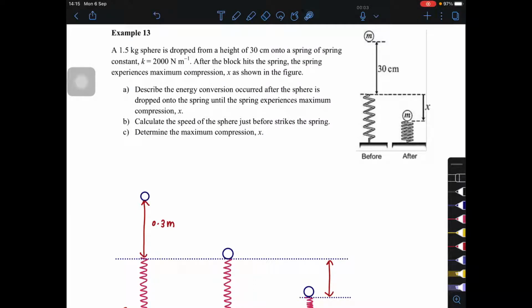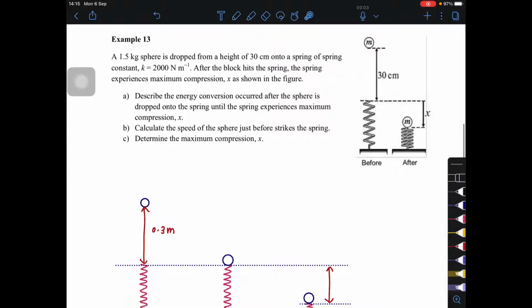Okay, now let's take a look at example 13. A 1.5 kg sphere is dropped from a height of 30 cm onto a spring of spring constant k equal to 2000 newton per meter. After the block hits the spring, the spring experiences maximum compression x as shown in the figure.